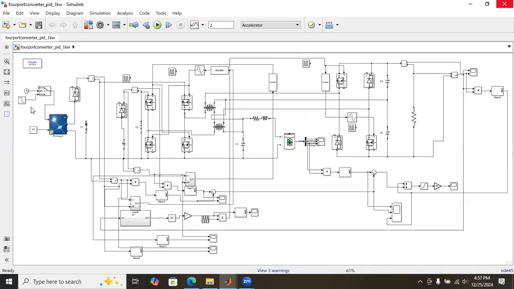So this is a 4-port converter in which 2 ports are sources. That is, one port is PV and one port is the DC voltage source. And the third port is the battery. When PV is available, the battery is getting charged from the PV and DC voltage source. When PV is not available, the battery will provide the energy to the load, which is nothing but the fourth port. This is a 4-port converter with battery energy storage system and renewable energy sources.